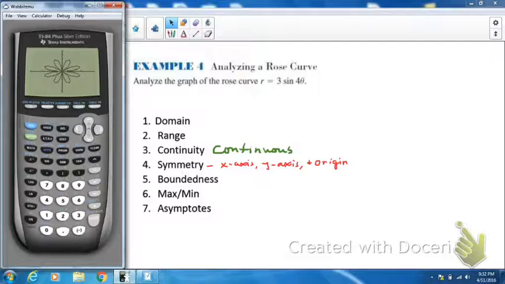For boundedness, that means is there a limit, is there an upper limit or a lower limit? Well, we can see, this would be my upper limit. There aren't any points for my flower that are above that green line. The same thing at the bottom, there aren't any below. So what we say is that it's bounded.